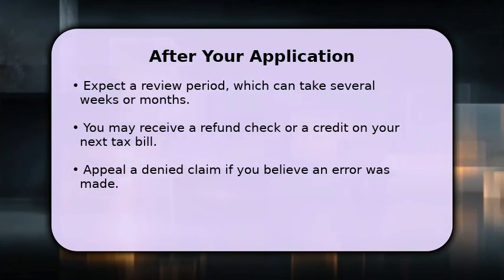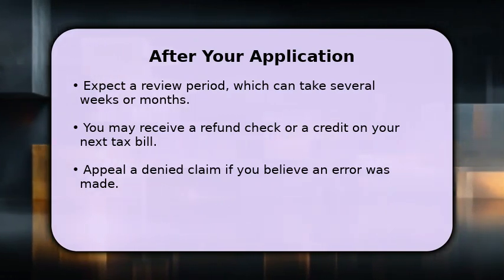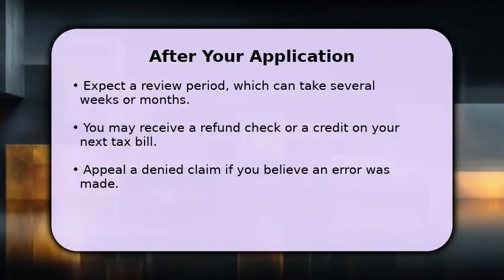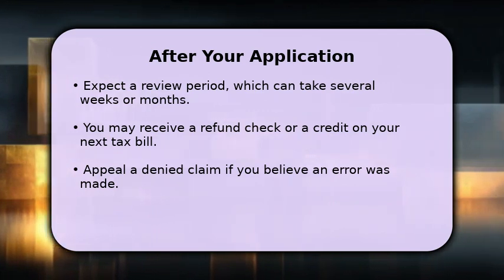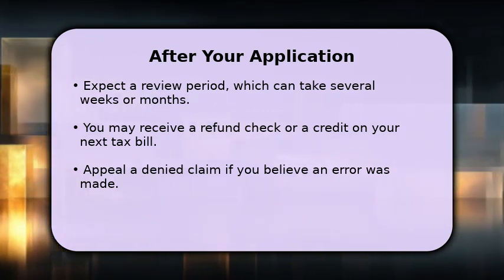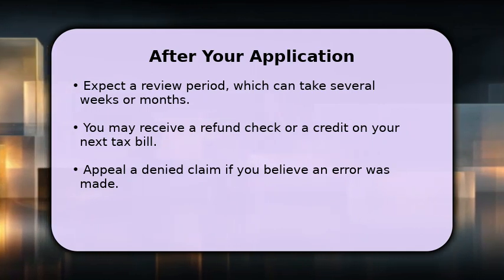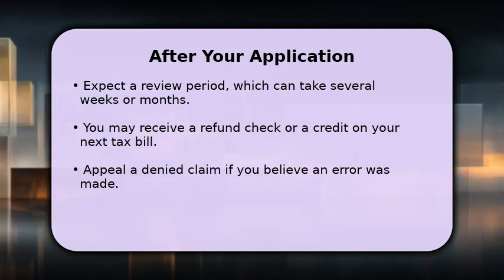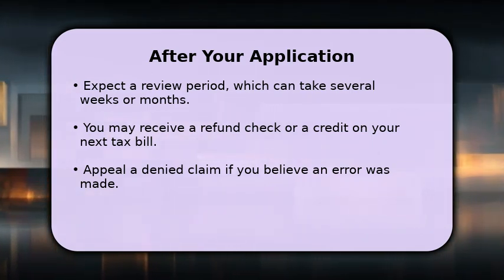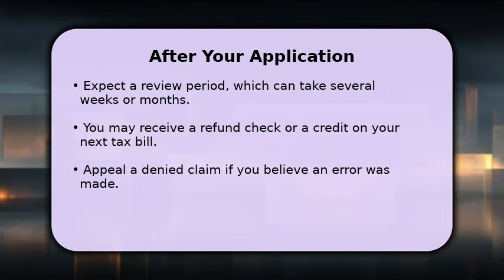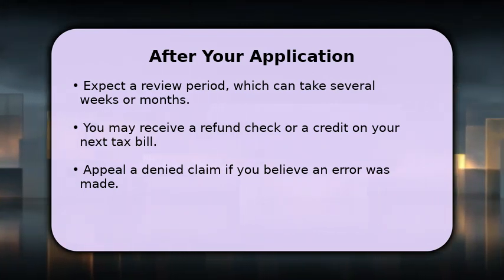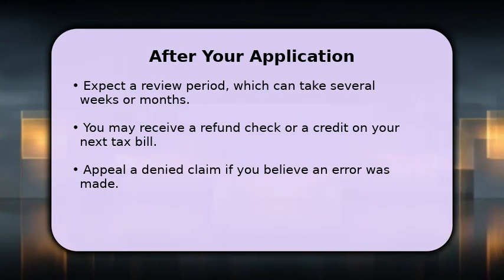After submitting your application, expect a review period that can last anywhere from a few weeks to several months. If approved, you will typically receive your refund as a check in the mail or as a credit applied to your next property tax bill. If your claim is denied, you usually have a window of 30 to 60 days to file an appeal.